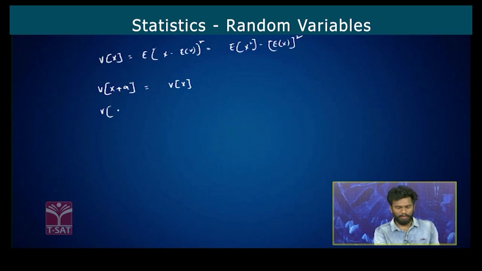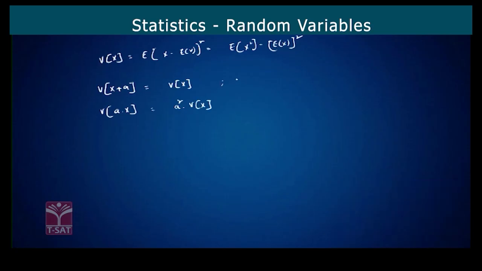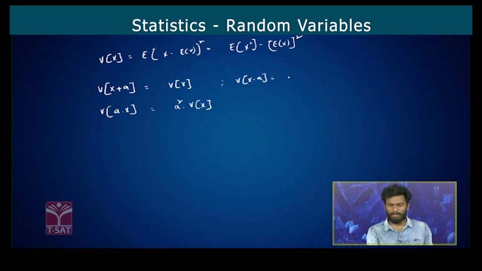Variance of a into x will be a square into variance of x. In the same way, variance of x minus a will also become variance of x. It doesn't change. Variance of x by a will become variance of x divided by a square. These two properties show that the variance of x doesn't change if we change the origin. That is nothing but the change of origin will not have any effect on the variance.